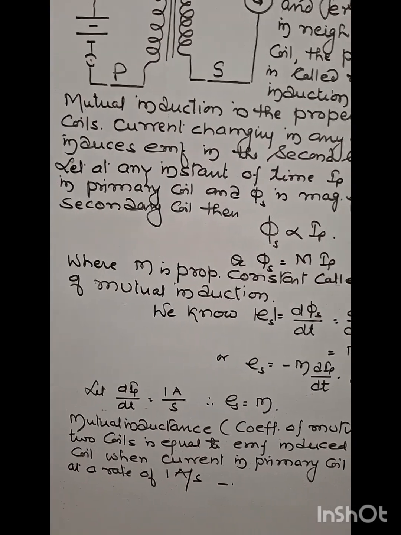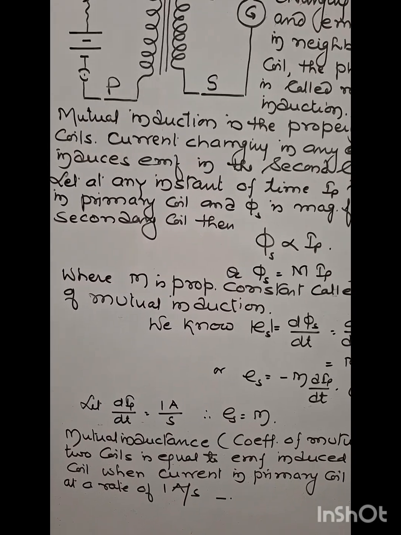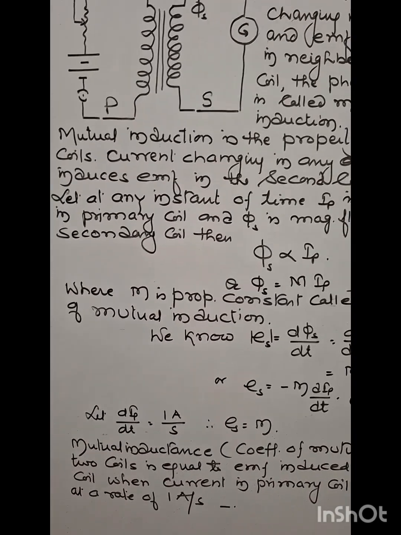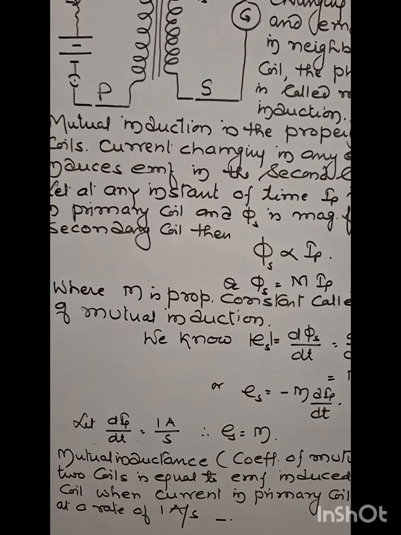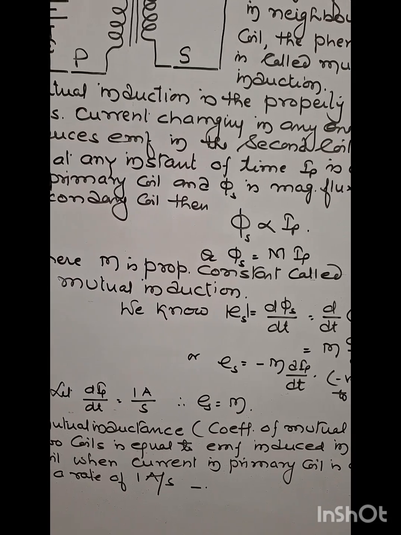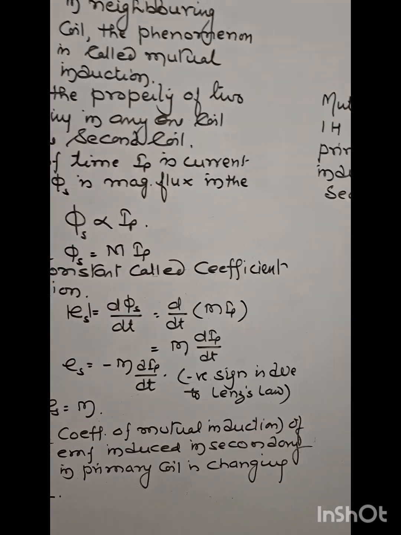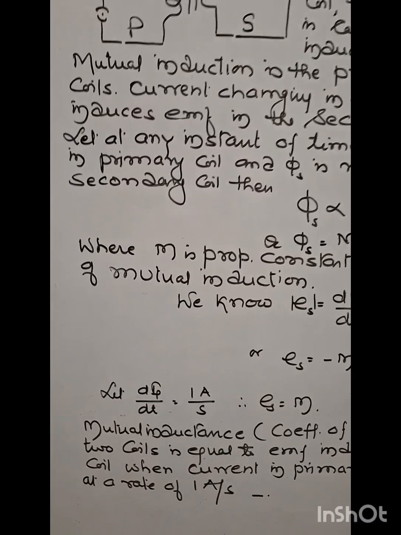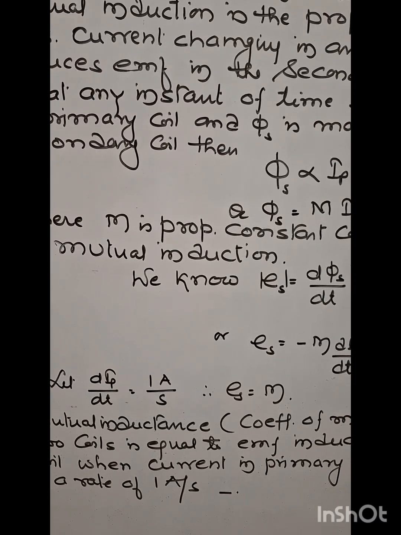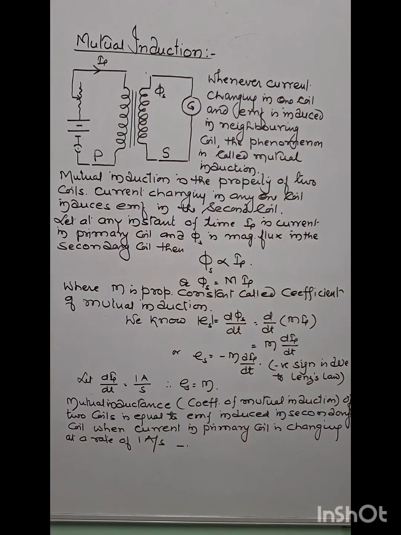Suppose, students, dIP upon dt, that is the rate of change of current in the primary coil, is 1 ampere per second, then ES is equal to M. Coefficient of mutual induction of two coils is numerically equal to the EMF induced in the secondary coil when the current in the primary coil is changing at a rate of 1 ampere per second.